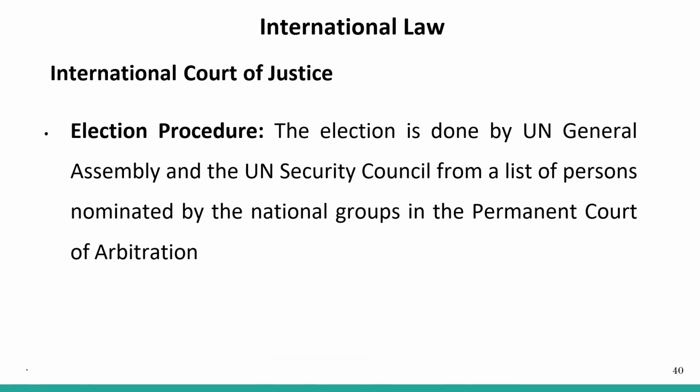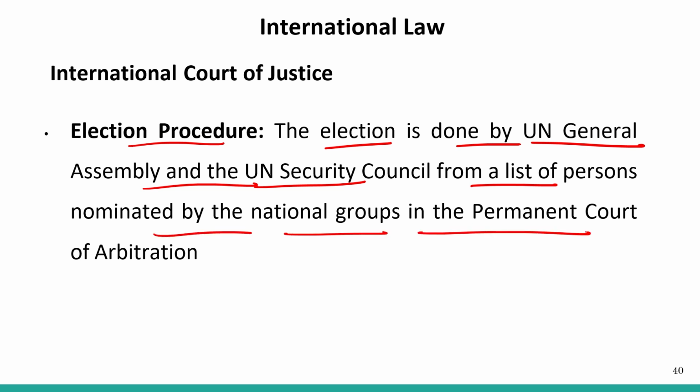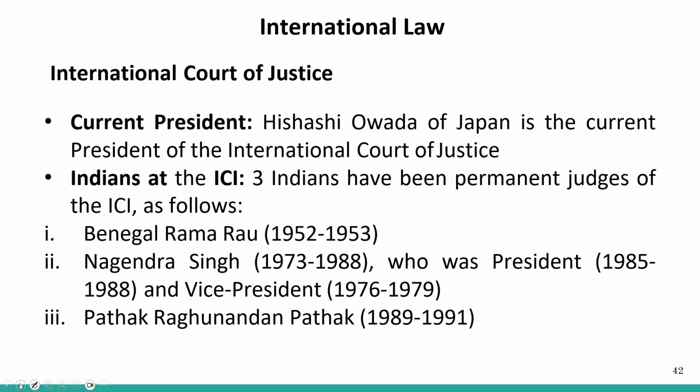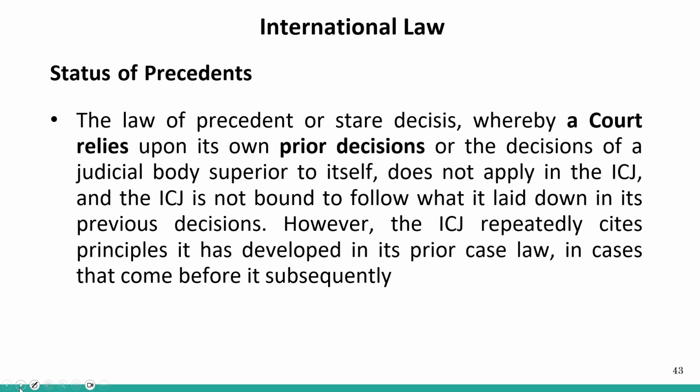Let's move forward. Now, the election procedure. The election is done by the United Nations General Assembly and the Security Council, both together, from a list of persons nominated by the national groups in the Permanent Court of Arbitration. Okay. Elections will take place every three years. One third of the judges retire each time, in order to ensure continuity within the court. Now, this is extra factual information. You can just pause it and see what exactly is mentioned here.